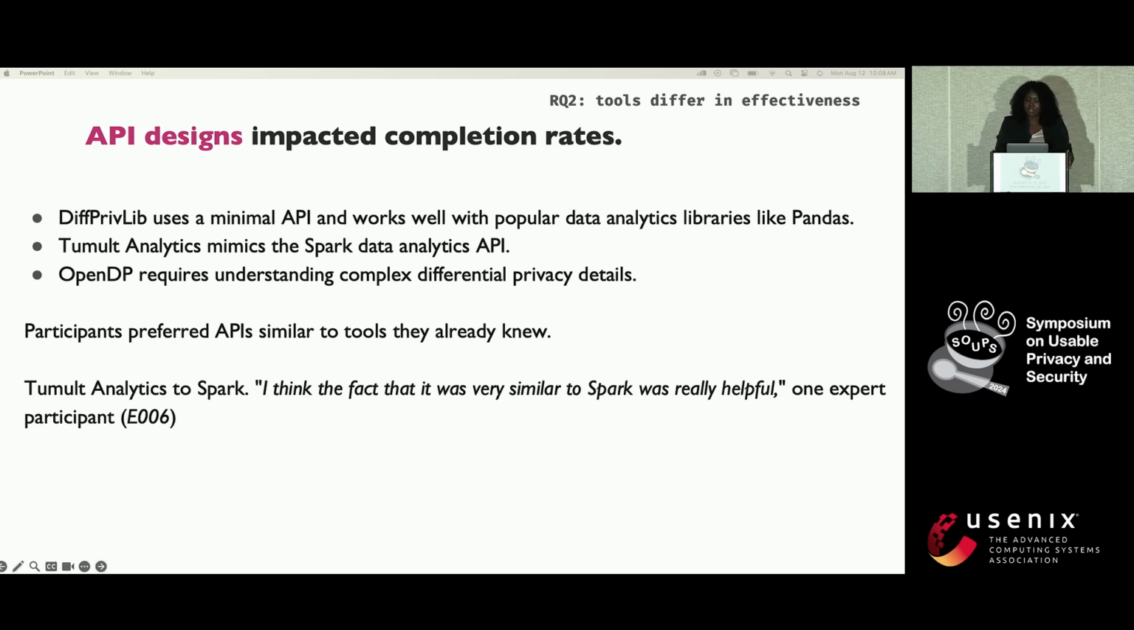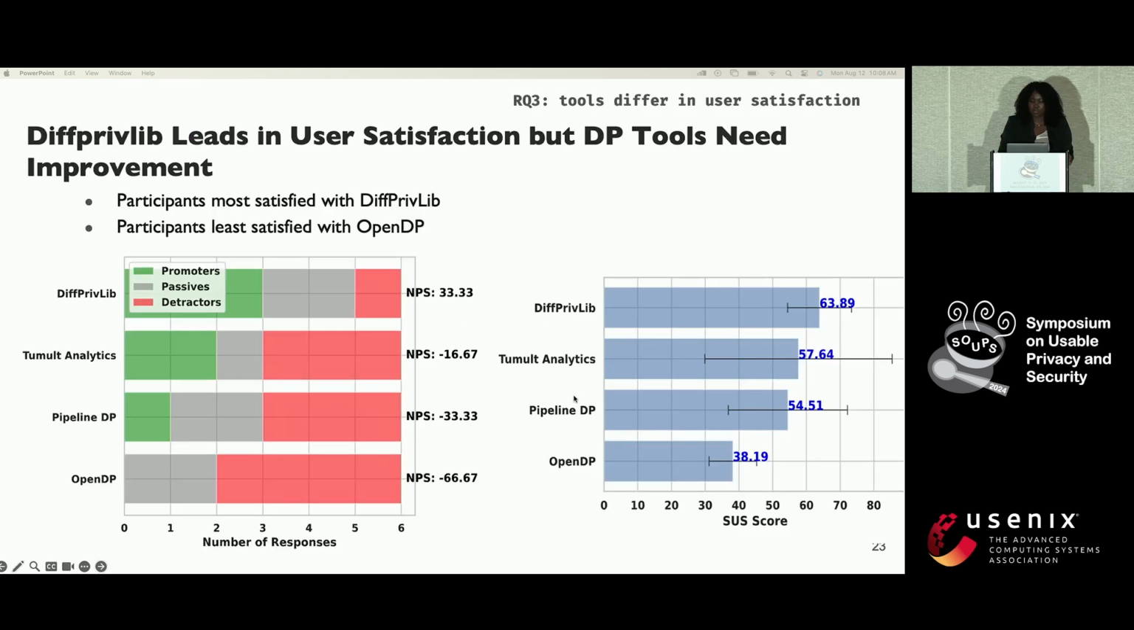So this means OpenDP users had to understand technical details of differential privacy, like the composition of transformations, in order to perform their task. So participants preferred APIs that were similar to tools that they were already familiar with, and these results were also supported by participants' comments in the post-task interviews.